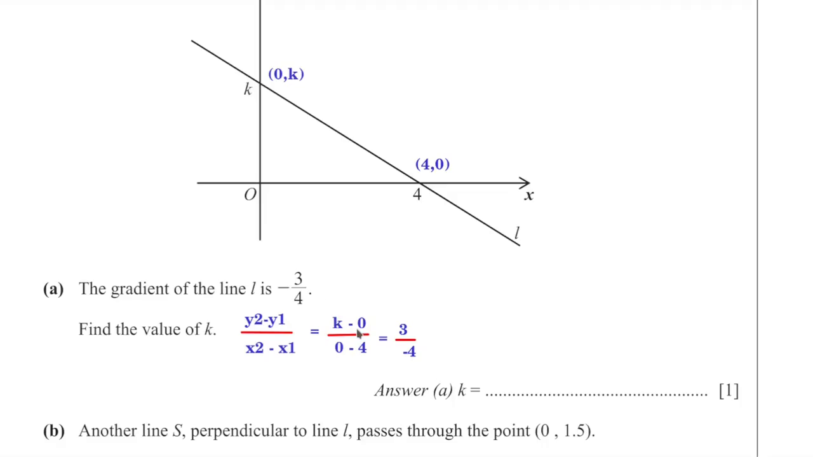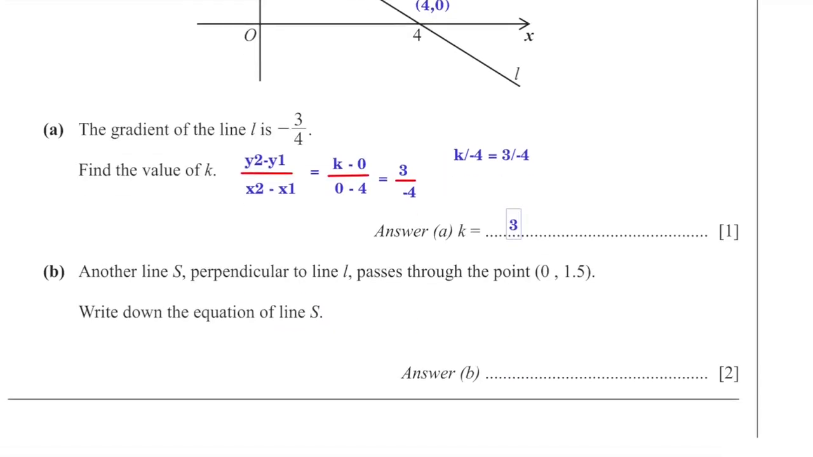So from there, k minus 0 is actually k. This is k divided by 0 minus 4, which is negative 4. And this is equal to 3 over negative 4. On the denominators we have negative 4. If these two fractions are equal and the denominators are the same, then the numerators must also be the same, which simply tells us that the value of k is actually 3.